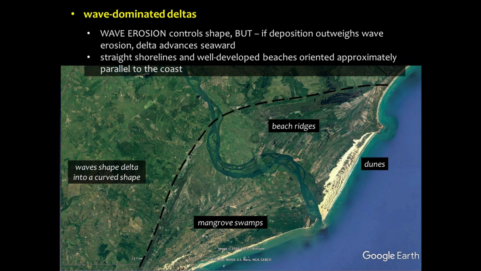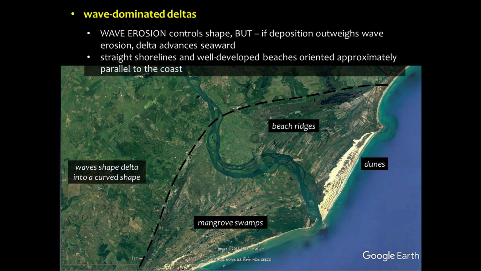If deposition outweighs wave erosion, so if we have more material being brought out than what's being moved by waves, but also removed by waves, since waves can also remove material offshore, then we see the delta is going to advance and grow outwards.